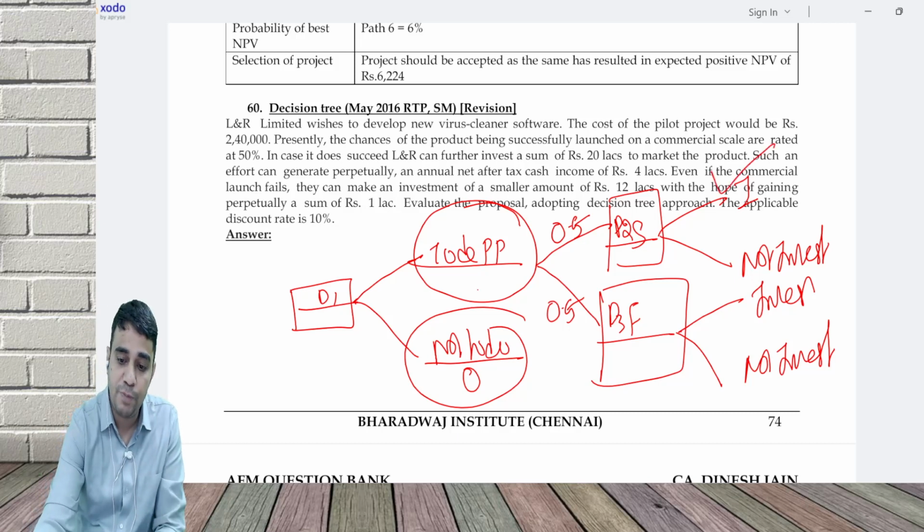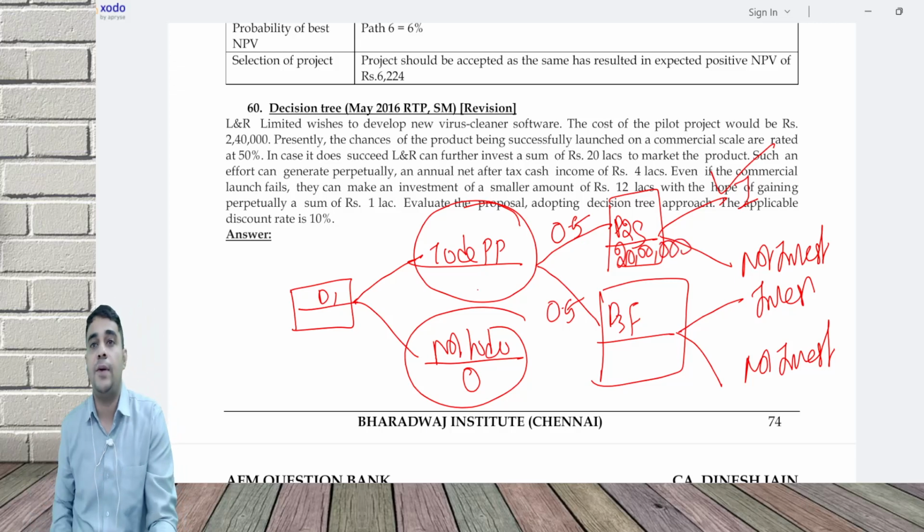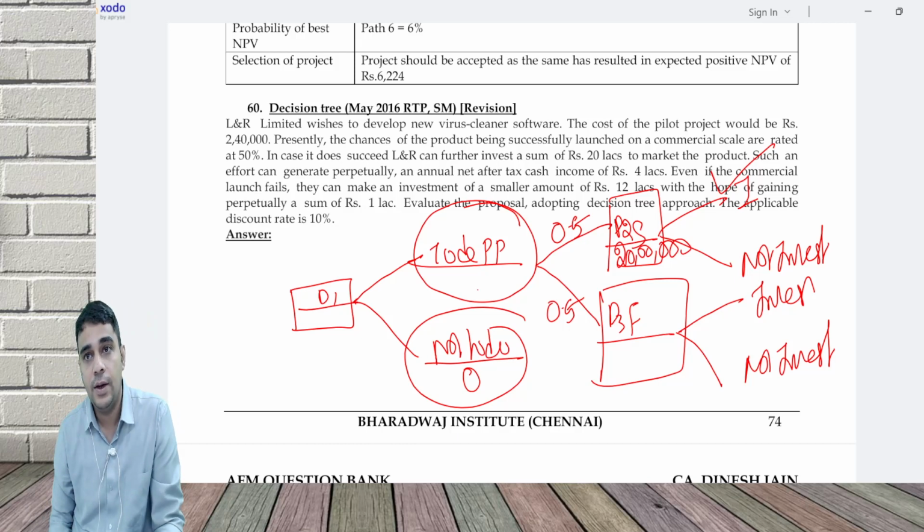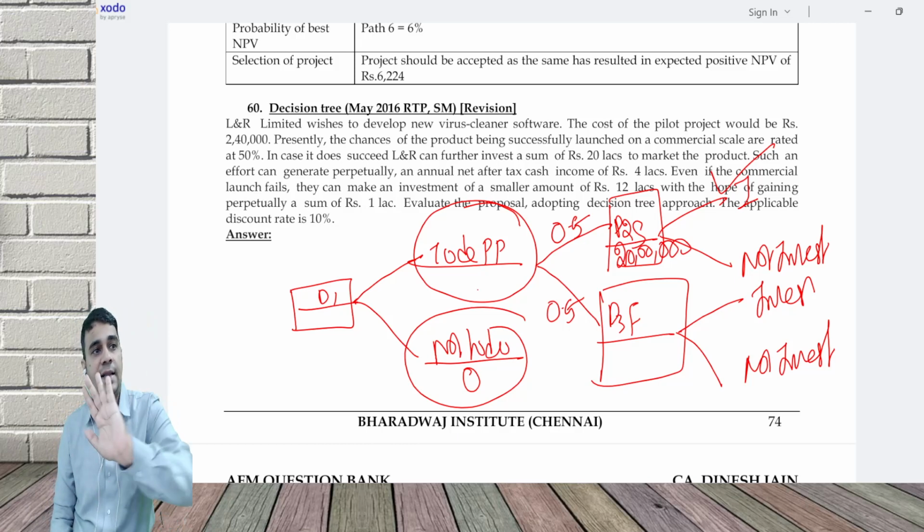I go with this branch and I give a value of 20 lakh to this because I am ready to do the investment. There is a 2 lakh 40 spent. I'll see it later. That is already spent, so we'll see that later.